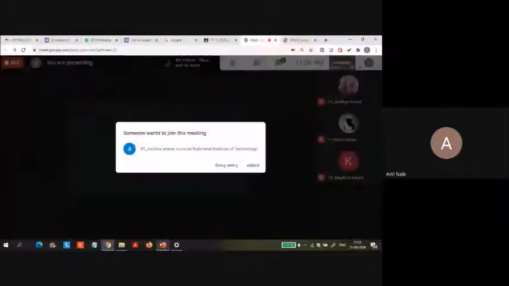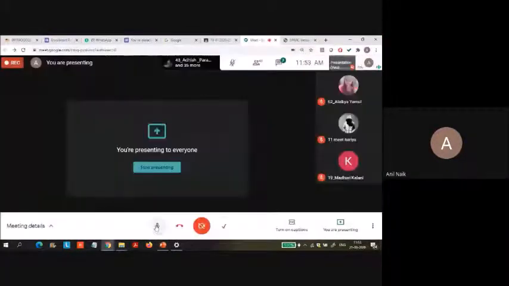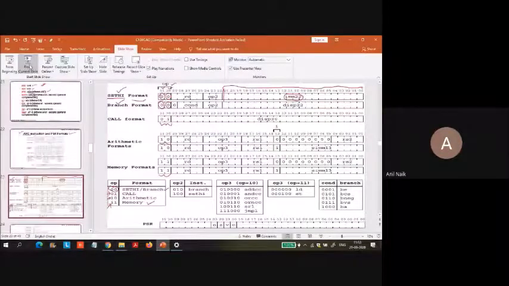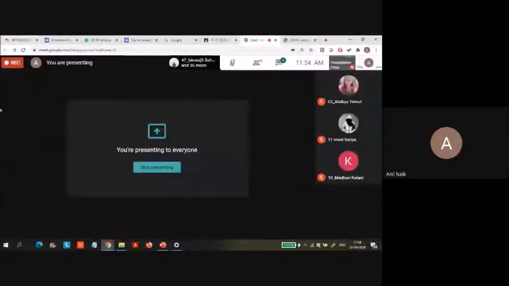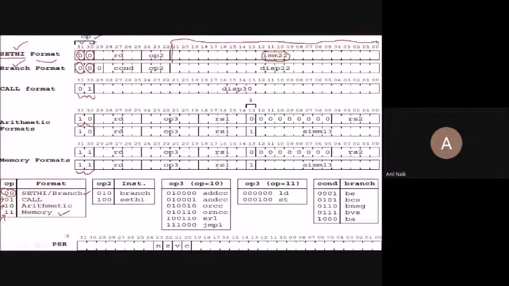OP2, OP1, these are all the different operations. Okay, so what does OP2 mean? Here this is the OP format. OP means the 30th and 31st bit positions. Then OP2 is a 3-bit field reserved for the OP2 operation.